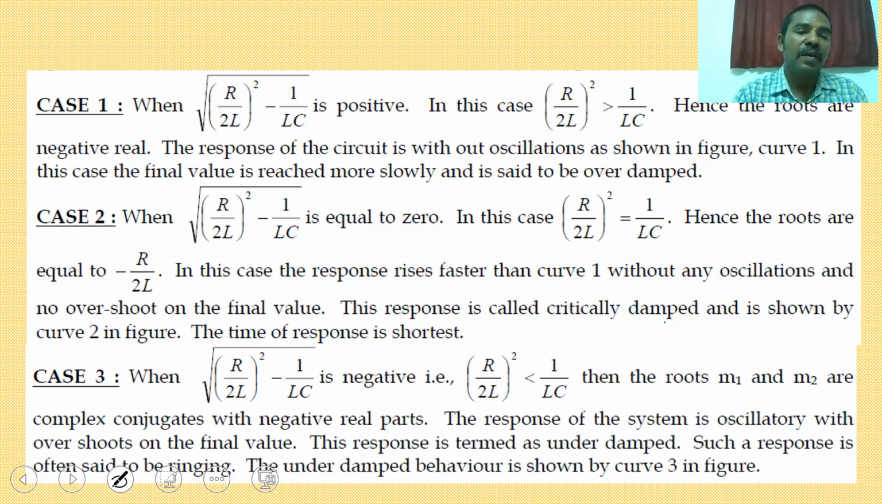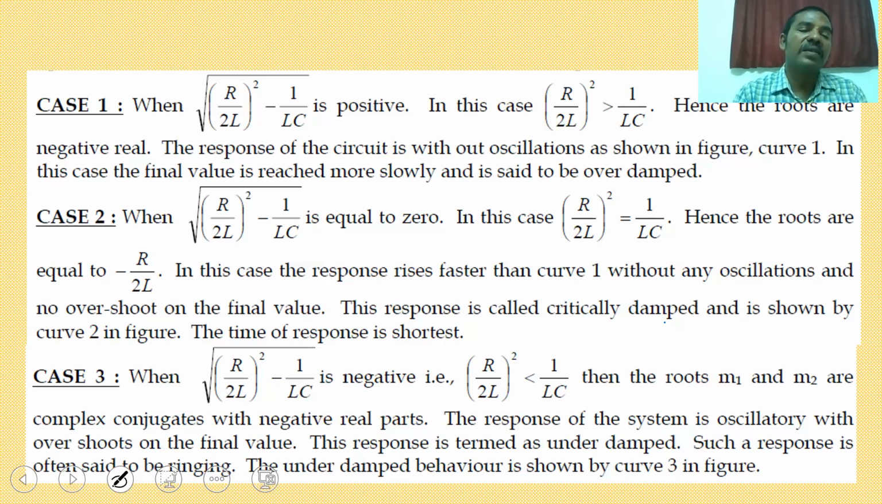If the radical root of (R/2L) whole square minus 1/LC is equal to 0, then (R/2L) whole square must be equal to 1/LC. Then the roots are equal, m1 and m2 are both minus R/2L. This is called the critically damped condition.